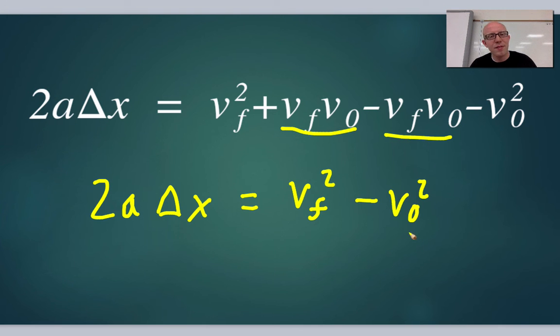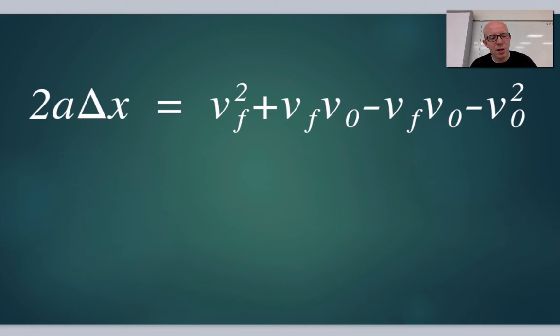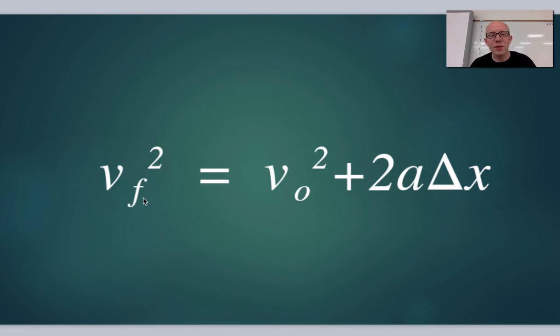Okay? Then simply from there, we just add the v naught squared to the other side, and we are left with our final equation. V final squared equals v naught squared plus 2a change in x. Okay? So there you go. Now there's not a ton of intuition for why this one works. It's just canceling out the time.